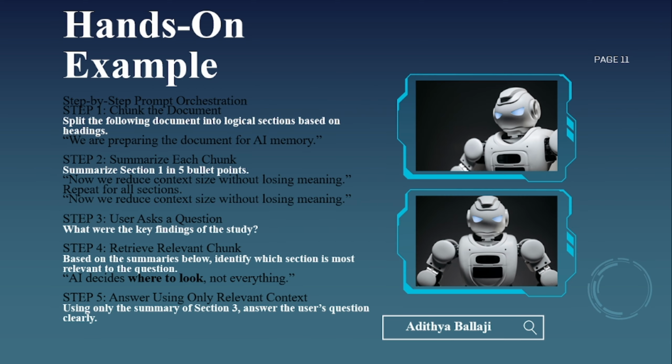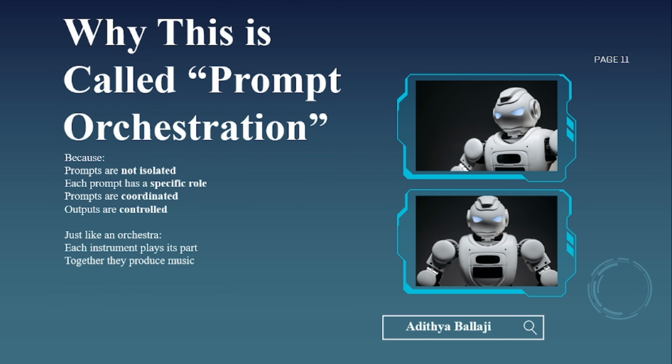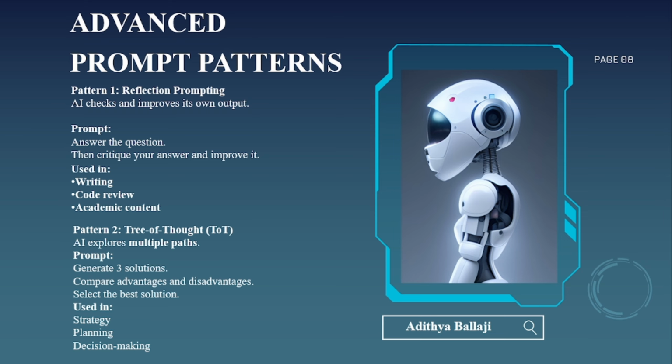So here we took an example of a document. We divided the document into different sections and told it to summarize each section in five bullet points. Then we also told it to give us the key finding of this particular study. Then we told it, based on those summaries, identify the section that is most relevant to the question. And then we told it to look for a particular section and give the answer only related to that section when it is asked. So that was prompt orchestration, and then advanced prompt patterns.